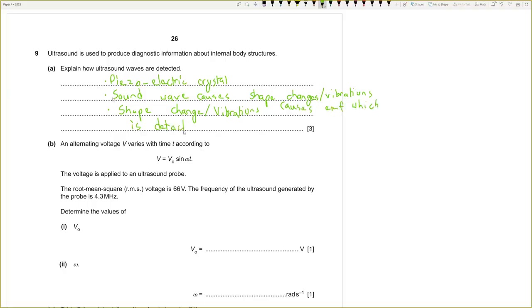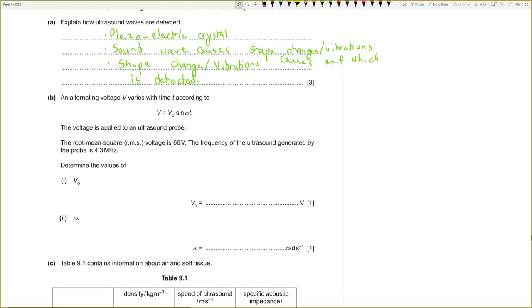That's great. So this is the latest mark scheme. We should follow this. An alternating voltage varies with time according to this equation. The root mean square value is 66. So for sinusoidal voltage, V_RMS equals V naught by root 2. So V naught is equal to root 2 times 66, which gives us a value of 93.3. We have 2 SF, so we're going to write 93 volts.